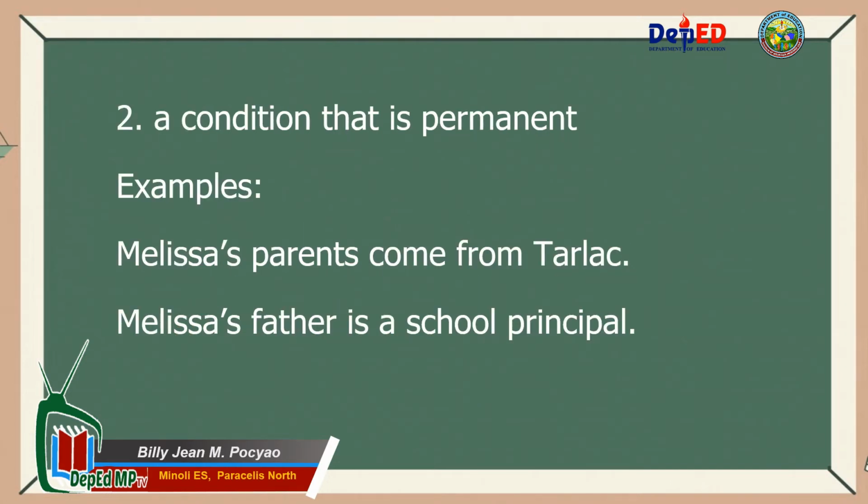Number 2. Simple present tense is used to express a condition that is permanent. Examples: Melissa's parents come from Tarlac. Melissa's father is a school principal. The action words used are come and is. This shows that the condition of where Melissa's parents come from and the occupation of her father are permanent.